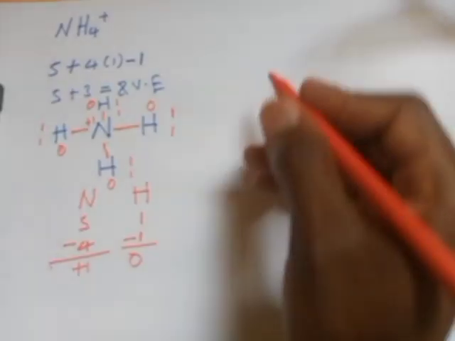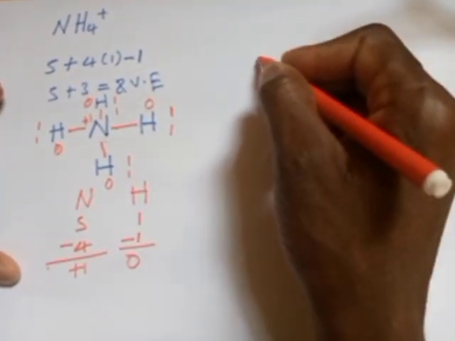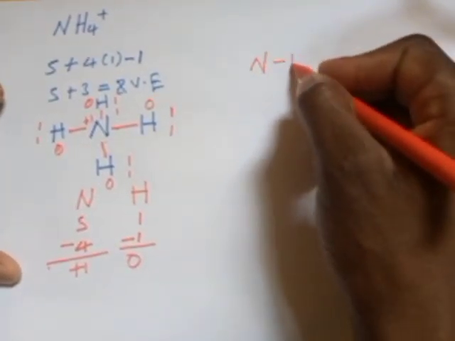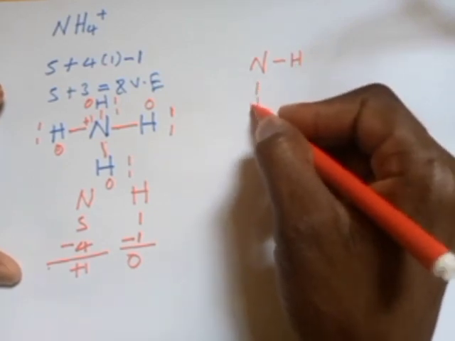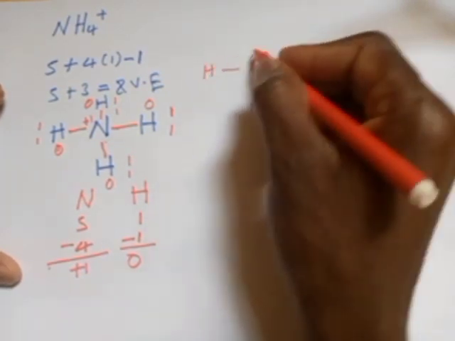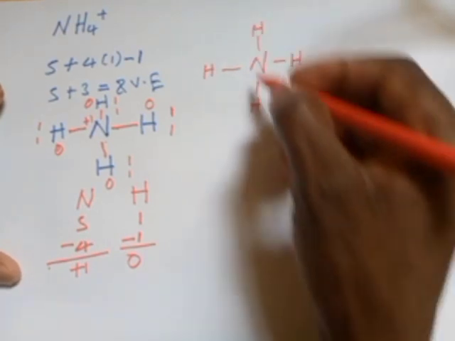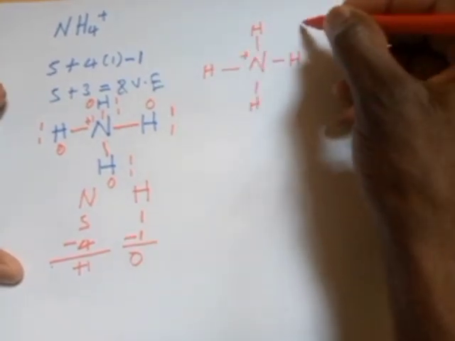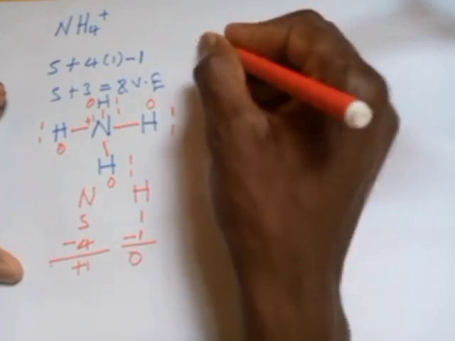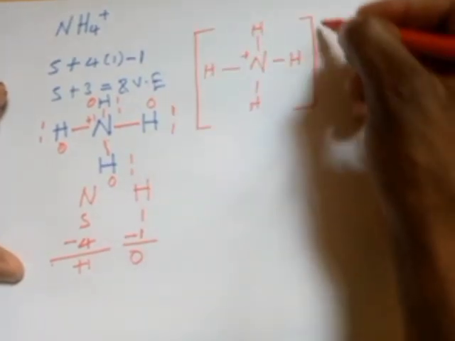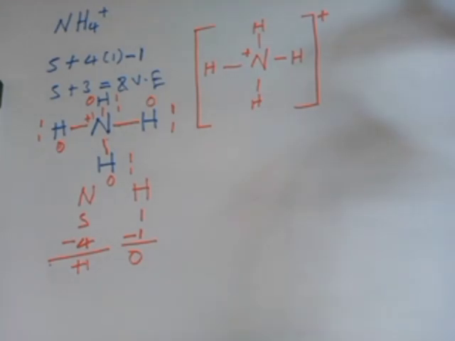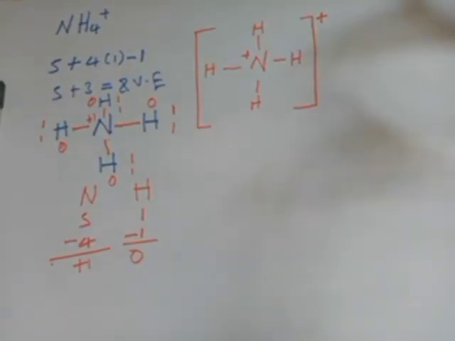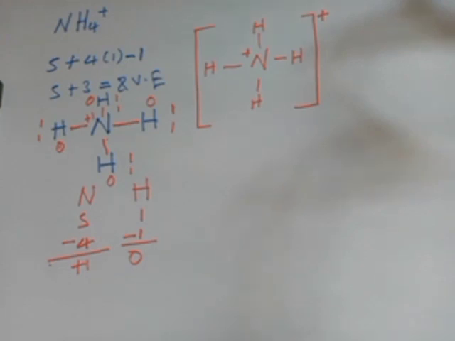Okay, so to draw it in a simple way, we are going to have something like this. Nitrogen, hydrogen, hydrogen, hydrogen, hydrogen. This one is going to have a positive formal charge, and we are going to have something like this, positive. This is the Lewis structure for ammonium with its ion charge on top and also the formal charge on the nitrogen. That's how we draw the same stuff.